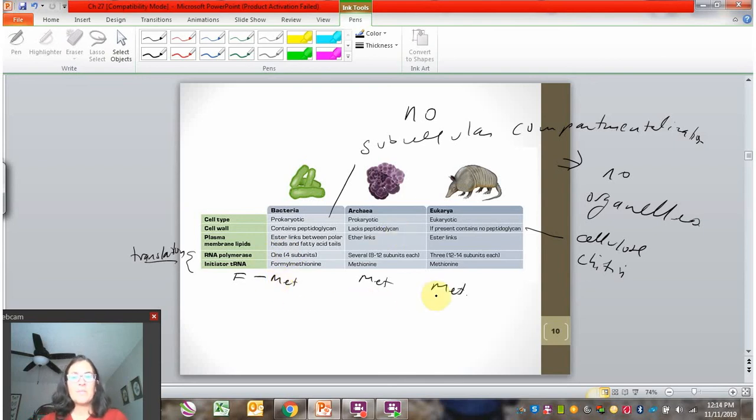So again, this supports that eukarya and archaea have many commonalities, therefore supporting that they share a more recent common ancestor. Whereas archaea and bacteria, while they're both prokaryotic, are different in many other ways. Again, supporting that they are not as close of relatives as archaea are to eukarya. So that's the relationship between the three domains.